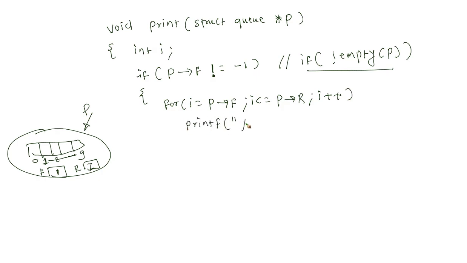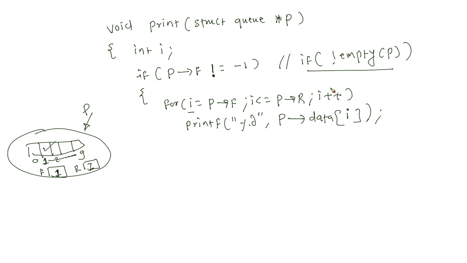Simply printf %d of the element in the data array, P arrow data of I. So I is taking its value from F, and I will start from that location. F is 1, so I'll start from location 1. If I is 1, P arrow data of 1 will print the value here.